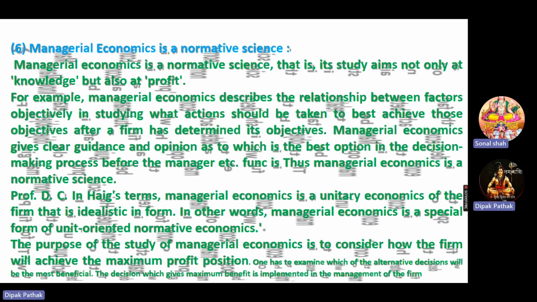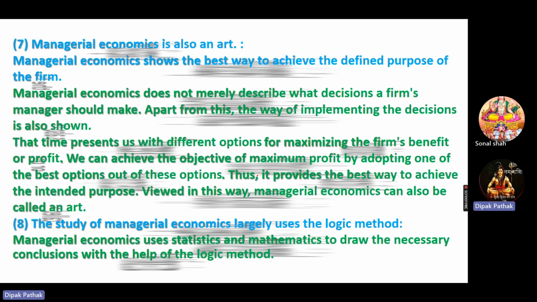Managerial economics gives clear guidance and opinion as to which is the best option in the decision making process before the managers act. Thus, managerial economics is a normative science. Professor D.C. Haig sums up managerial economics as a unitary economics, a special microeconomics of the firm that is idealistic in form. In other words, managerial economics is a special form of microeconomic normative economics, micro normative economics.